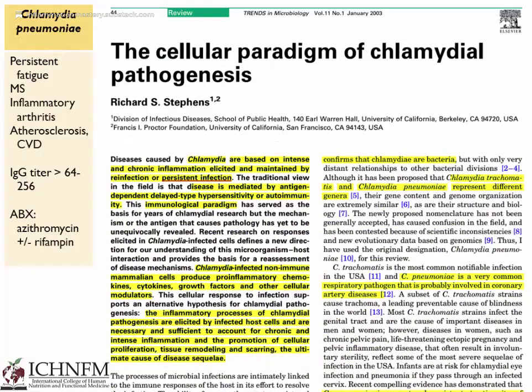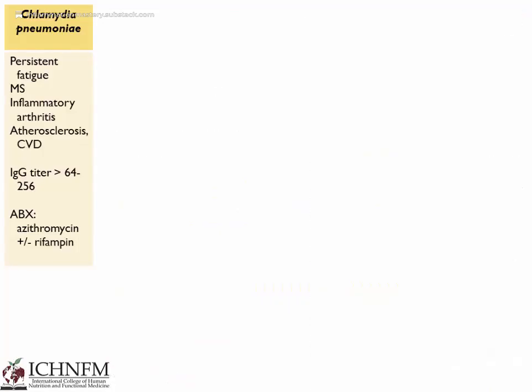So here's a review article from Trends in Microbiology. This is January 2003, Cellular Paradigm of Chlamydial Pathogenesis. When we talk about chlamydia as a class or as a group of bacteria, we're typically talking about Chlamydia trachomatis and Chlamydia pneumoniae. In this particular conversation, we're going to focus on Chlamydia pneumoniae. As you can see in the first sentence of the abstract, the author states that diseases caused by chlamydia are based on intense and chronic inflammation elicited and maintained by reinfection or persistent infection.